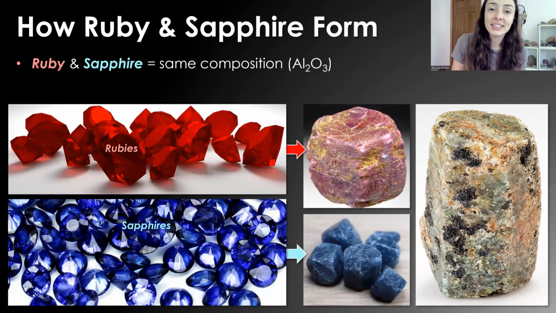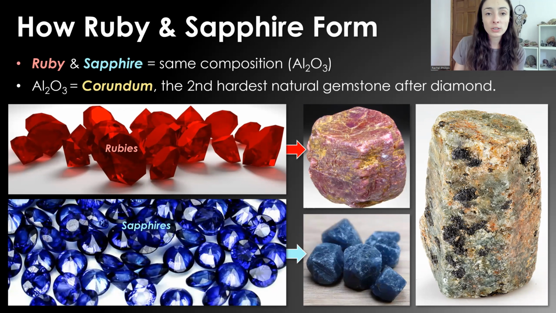Next, we have rubies and sapphires. Rubies and sapphires are actually the same composition, which is why I'm combining them into these next few slides, and their composition is aluminum oxide. This is actually a mineral called corundum, and ruby and sapphire are both just varieties, different colored varieties of the mineral corundum.